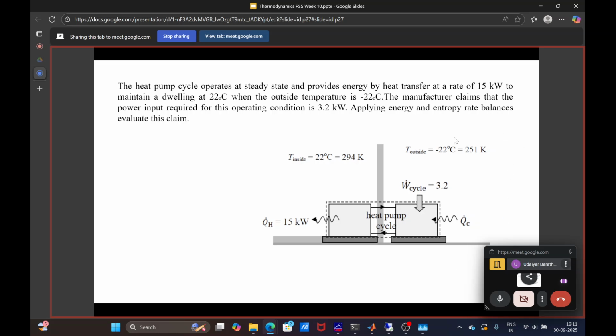So outside, it is at minus 22 degrees Celsius, so the corresponding temperature is 251 Kelvin. From here you are taking away some heat QC, and to do that we are supplying some work and pumping the total heat back to the room, which is at 22 degrees Celsius. So for this we need to apply energy balance and entropy balance and find out whether this claim is true.